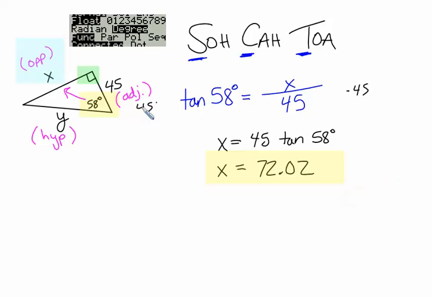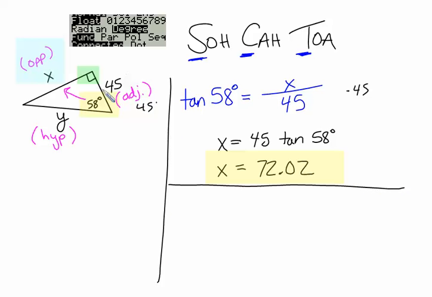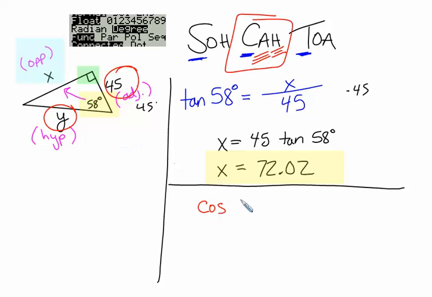Now when we go to solve for y, whenever possible, I like to use the number that was provided to solve. So we have the 45, which is the adjacent. We're trying to solve for y, which is the hypotenuse. We've got the adjacent. We want the hypotenuse. We are going to focus on cosine for CA. Now we'll set it up as the cosine of 58 degrees is equal to the adjacent side, which is 45, divided by the hypotenuse, which is y.